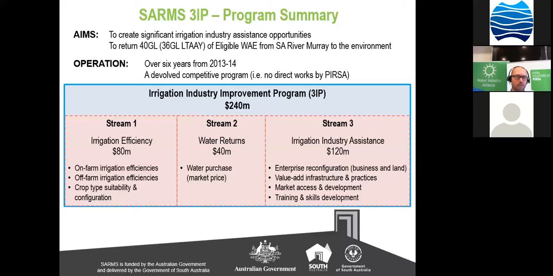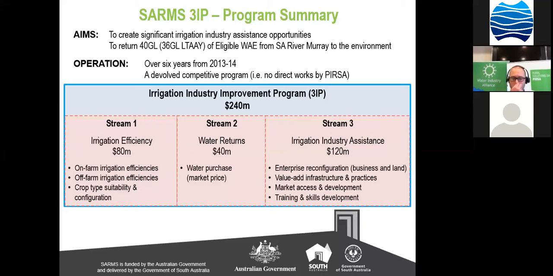And this was all developed up, in particular through the Water Industry Alliance and great work that was being done by industry around the development of the basin plan with state government. Water Industry Alliance made sure that the industry's interests were conveyed, and they have definitely been conveyed through the 3RP. And it was really this stream three element, the irrigation industry assistance element, that brought life to the more business side within South Australia, supporting business development and growth, noting that we're already a fairly efficient state in relative terms against the rest of the basin.